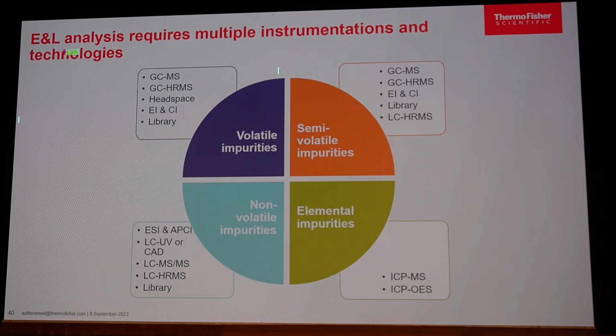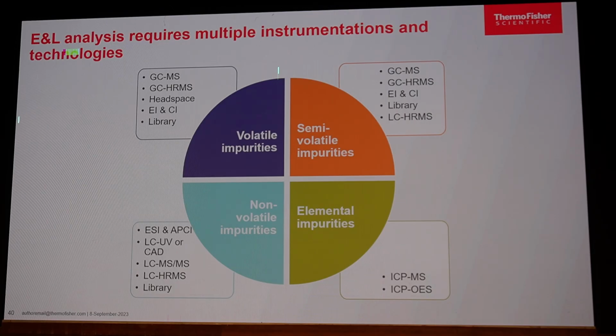For volatile impurities, as they are volatile, we definitely go with GC-HRMS, or we can use a special sample introduction technique like thermal desorption, or maybe headspace. With the help of this, once you acquire the data, we can compare with the library and identify those compounds. Semi-volatile, again it's semi-volatile, so GC-HRMS with library matching, you can do it. To some extent, we can also do this study on LC-HRMS.